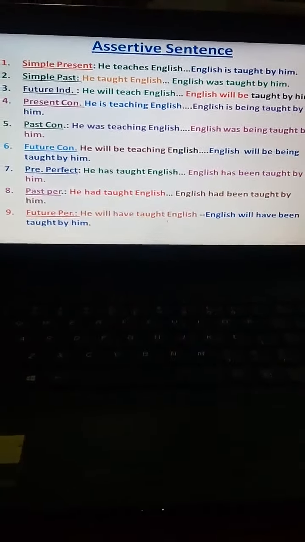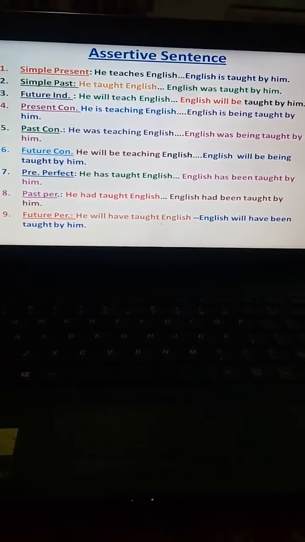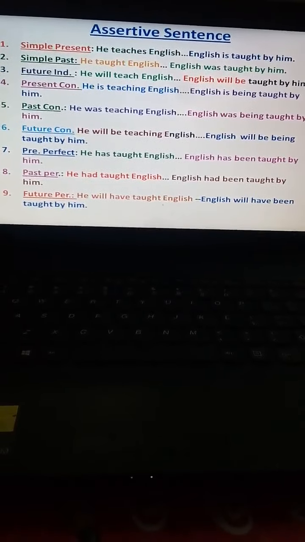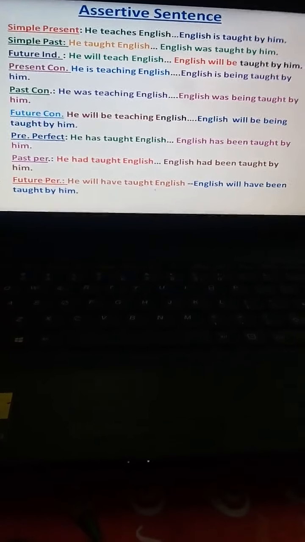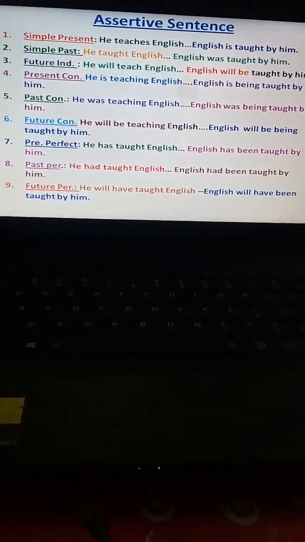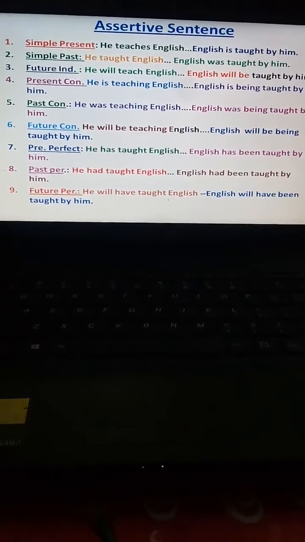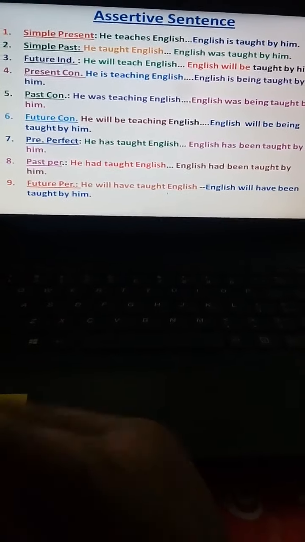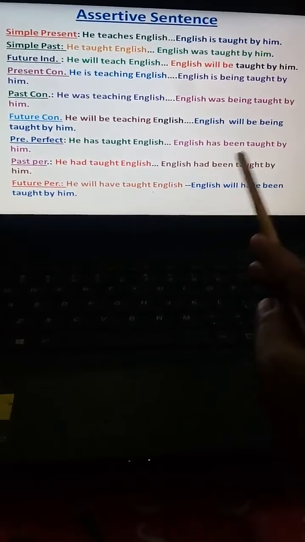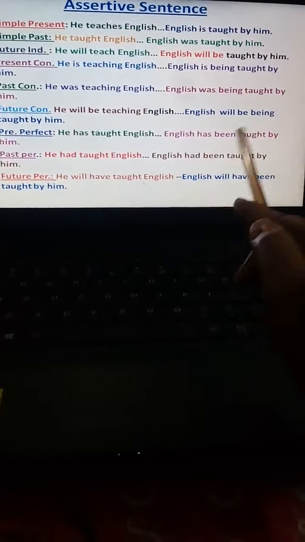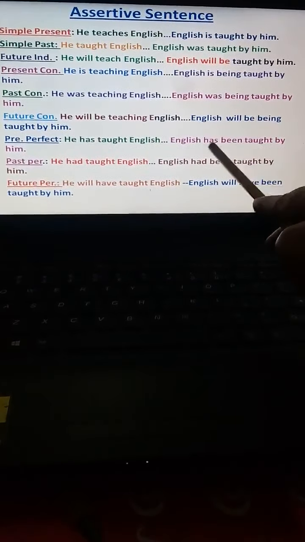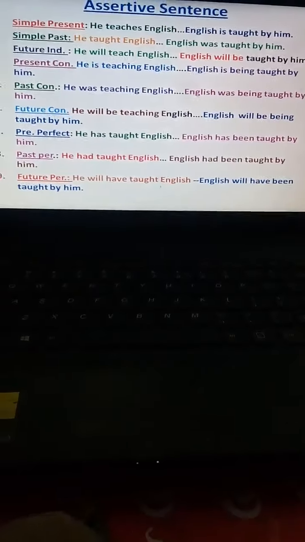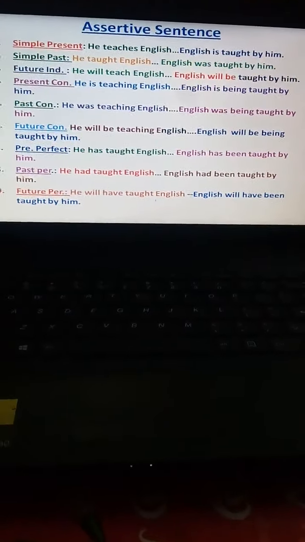So look at the perfect tenses. First one is present perfect. He has taught English. The passive form of this sentence is English has been taught by him. And the next one is past perfect, that is he had taught English. English had been taught by him. And in future perfect tense, he will have taught English. English will have been taught by him. So look at this word been, B-E-E-N. So been is always used in the perfect tenses in the passive form.